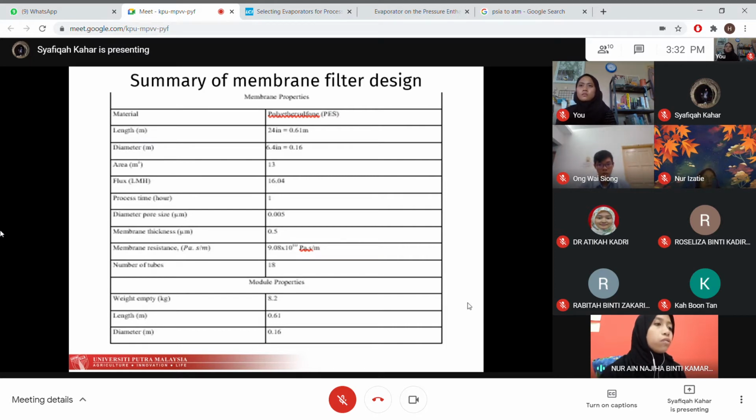Diameter pore size used is 0.005 micrometer. The membrane thickness is 0.5 micrometer. And the membrane resistance is 9.08 times 10 per Pascal per meter. And then the number of tubes of our membrane is 18 tubes. And next is the module properties. Module weight is 8.2 kg. The length is 0.61 meter and the diameter is 0.16 meter.